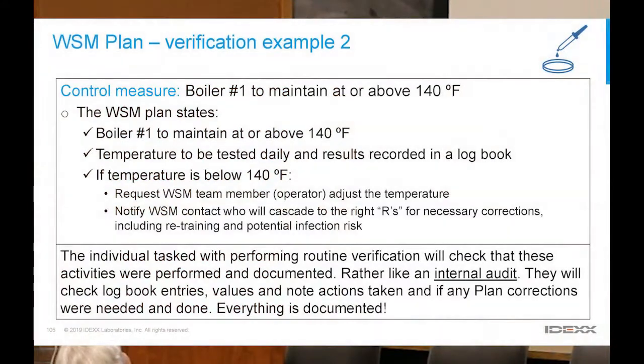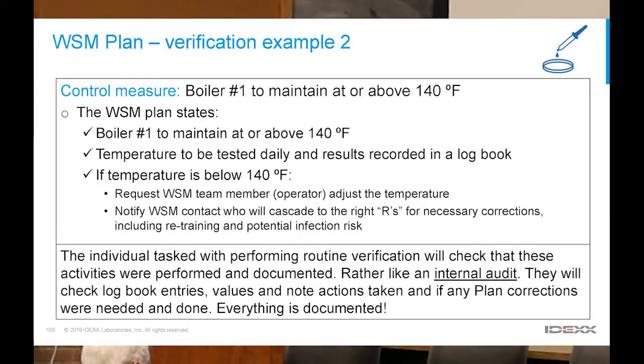Another example might be, and I know I'm not supposed to call it a boiler, sorry, Bill. What's the right term? Water heater. Water heater, okay. Maintains a temperature of 140, because we've talked about the fact that, and I apologize, it's in Fahrenheit, I'm US, we're backward. Forgive me.